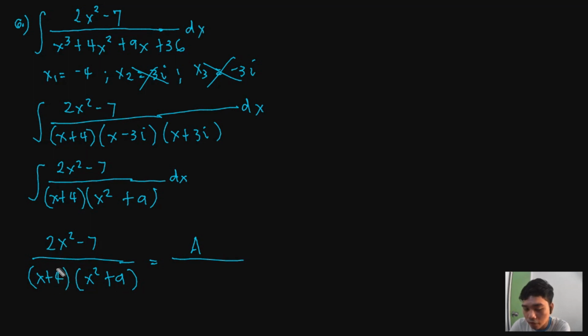You have to look at the denominator lang, no? Even though this is in something like quadratic form, you have to look at the form of the denominator na factor. So dun ka lang magbe-base, and then yun lang yung maging base mo kung ano yung ilalagay mo dito sa taas. That is a over x plus 4, and then how about the second factor? It's in squared. So with this, we have to incorporate yung ating linear muna sa taas, and then quadratic na sa pangalawa. Okay? Again, I'm just using yung ating factors dito, x plus 4 and then x squared plus 9.